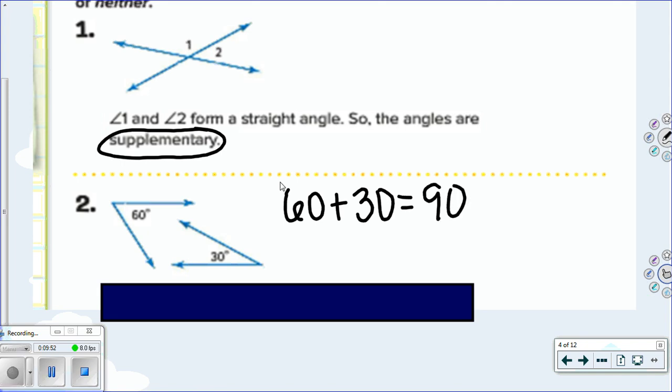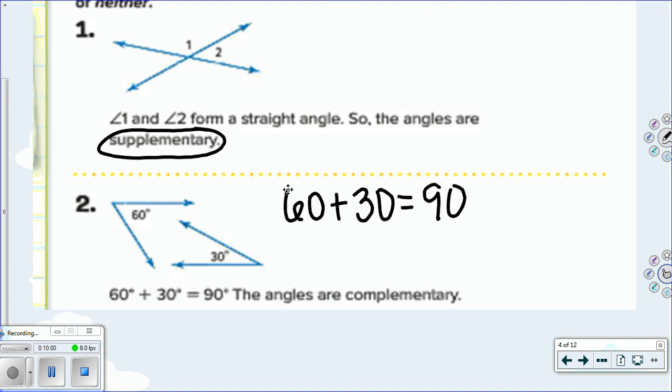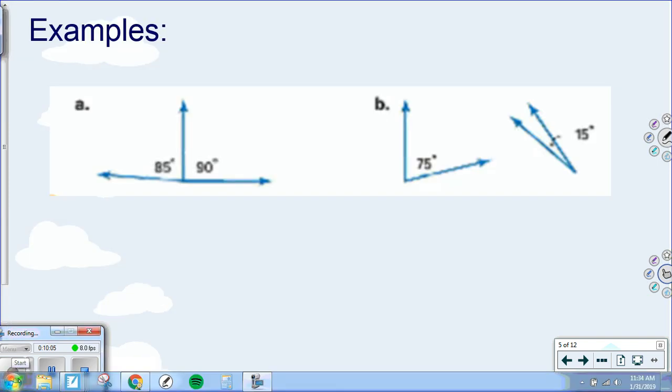From letter B, again, we have two angles. They're not next to each other, but we can add them up to see. What is 75 plus 15? 90 degrees. Supplementary, complementary, or neither? Complementary. They are complementary. I'm just going to abbreviate that.